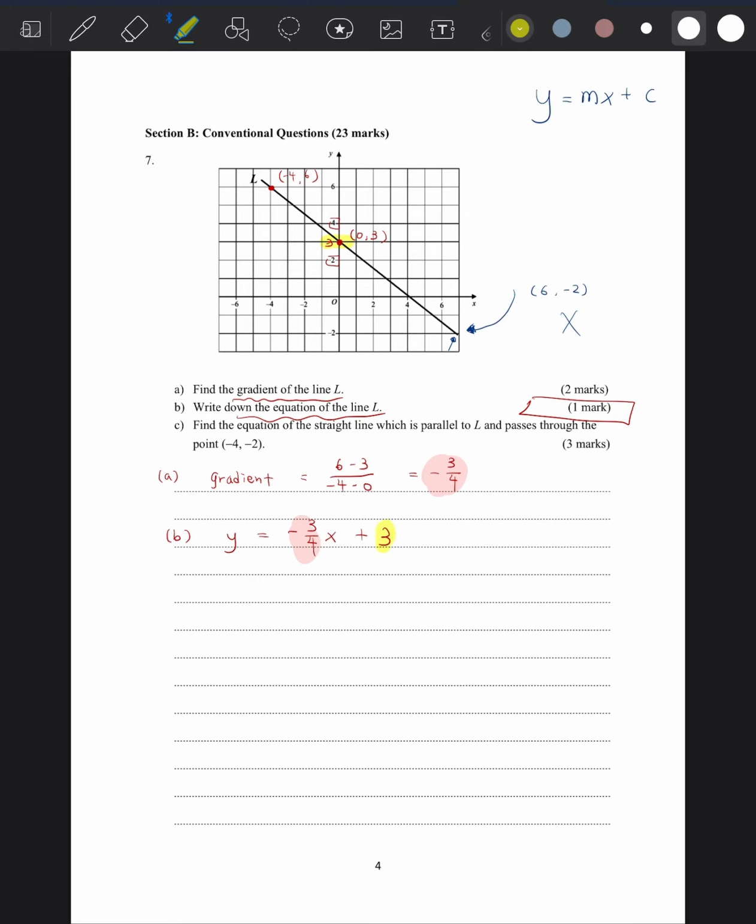So make sure the things I highlighted here, you have to replace with a number. Don't write y equals mx plus c. You have to replace your m and your c by finding the numbers of it.